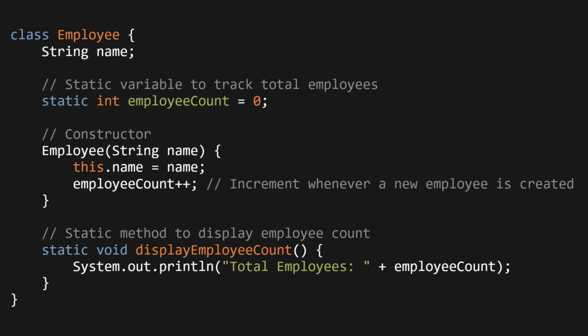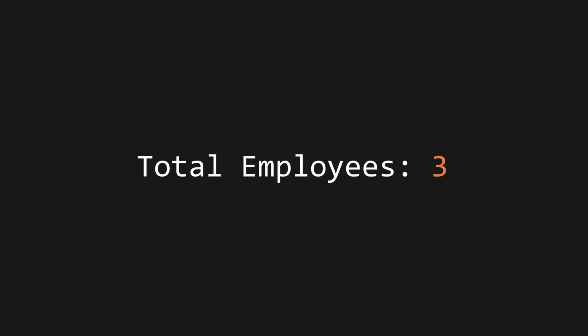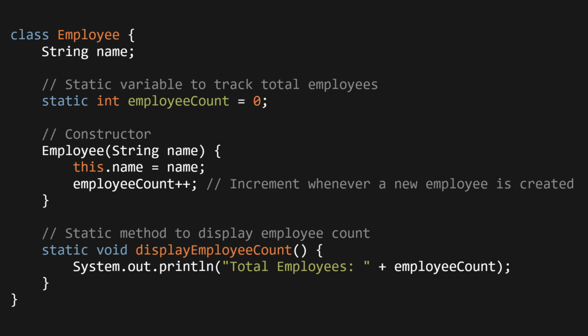Let's build an employee count tracker. class Employee { String name; static int employeeCount = 0; Employee(String name) { this.name = name; employeeCount++; } static void displayEmployeeCount() { System.out.println("Total employees = " + employeeCount); } } public class StaticDemo { public static void main(String[] args) { Employee e1 = new Employee("Alice"); Employee e2 = new Employee("Bob"); Employee e3 = new Employee("Charlie"); Employee.displayEmployeeCount(); } } And the output will be: Total employees 3.